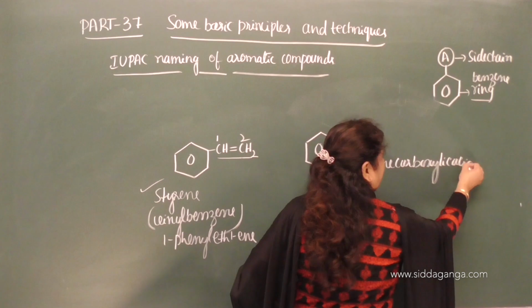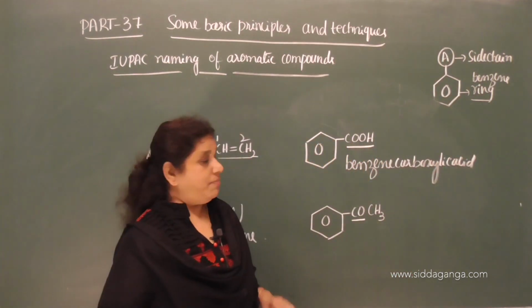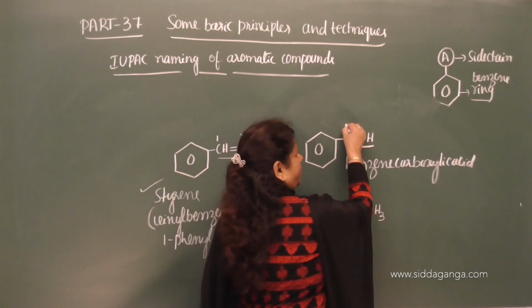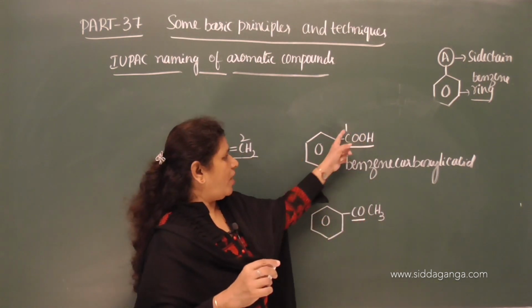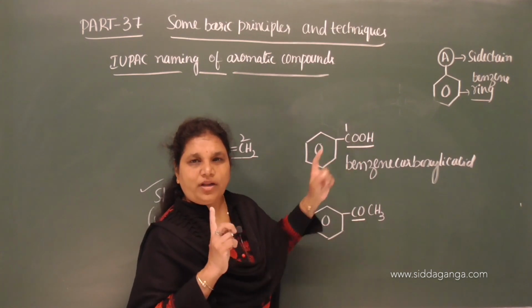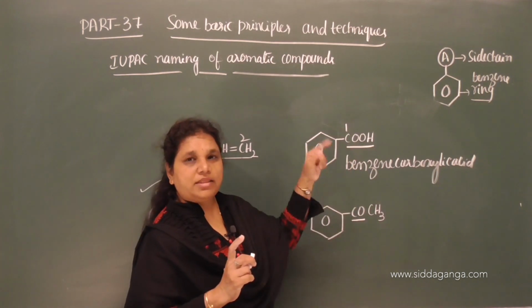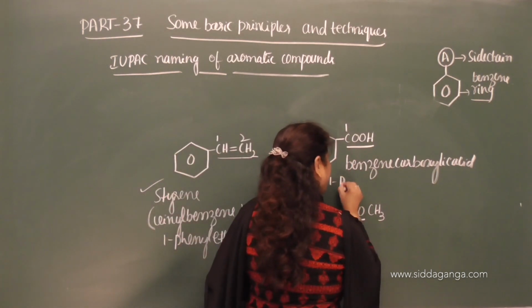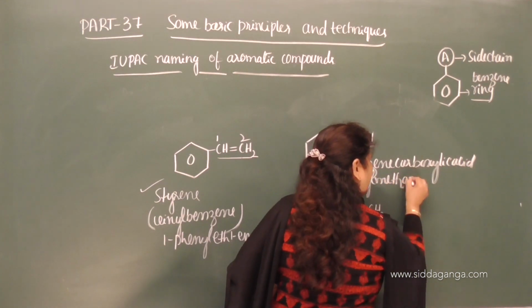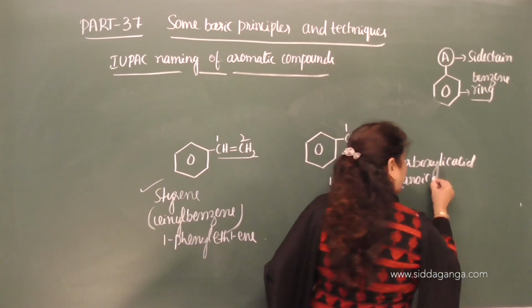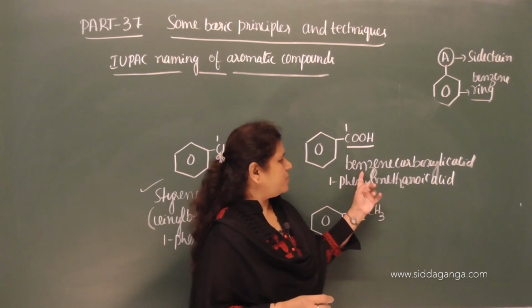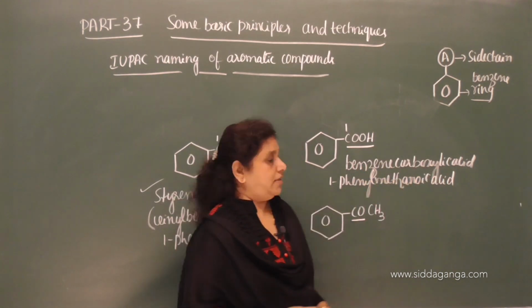Benzene carboxylic acid is the IUPAC name, or else you can also name it as 1-phenyl. The carboxylic acid containing one carbon is nothing but methanoic acid. Therefore you can name it as 1-phenyl methanoic acid. Either you can use benzene carboxylic acid.